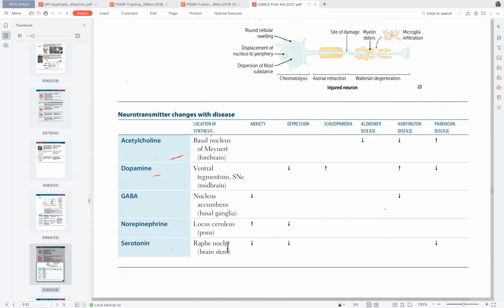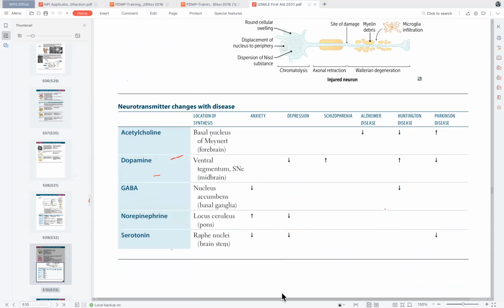Now, this page here, it looks like it's not high yield, but it's high yield. What they want you to know is each of these neurotransmitters, where it is produced, which specific location in the brain it is produced. But how do you remember all these things? If you know where it is produced, you can get some questions correct, because let's say acetylcholine is associated with a certain disease, let's say Alzheimer's disease.